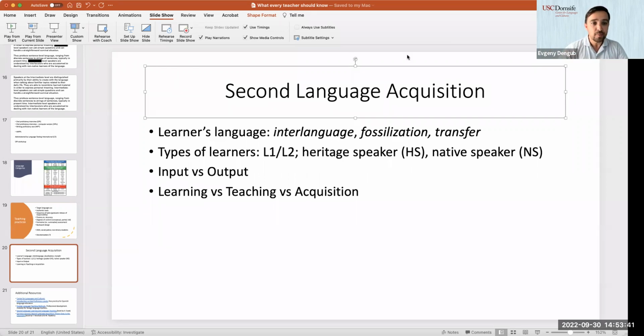Input versus output: something that our students read or hear is the input. Output is what they produce. These are the second language acquisition concepts. And learning versus teaching versus acquisition. Again, one doesn't equal the other. So if you teach something, it doesn't mean they learn something. And learning something doesn't mean you acquire.